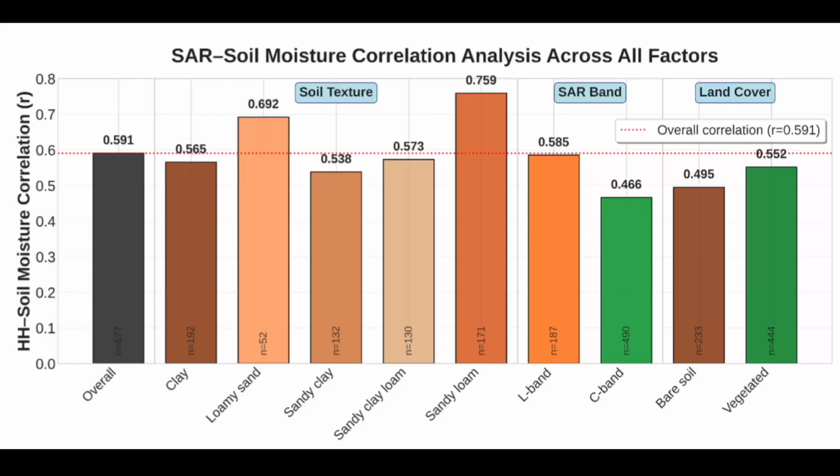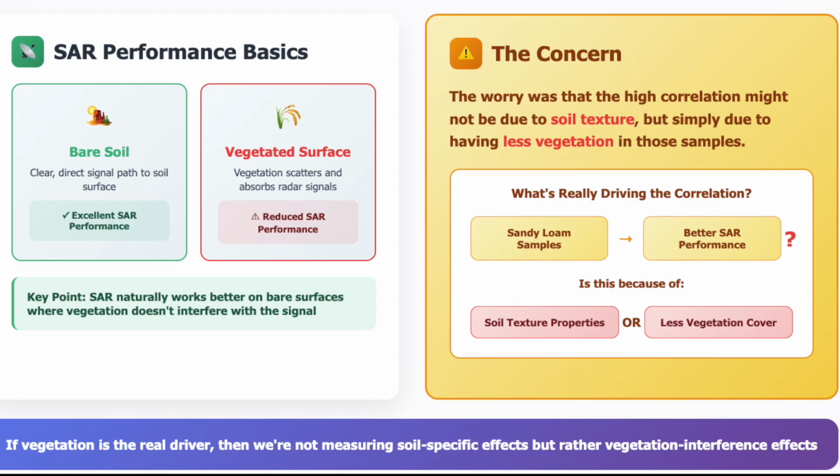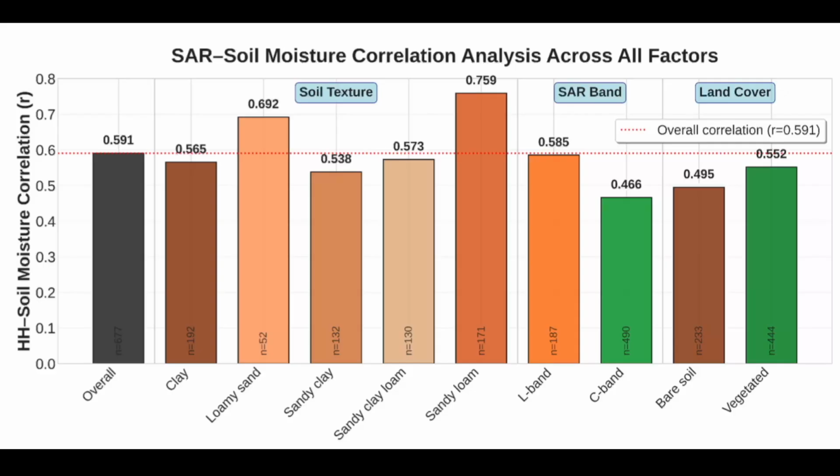So now we will further break down the actual proportion of bare soil and vegetated samples within each soil texture, and also look at the mean leaf area index. Maybe the sandy loam had very young plants with less leaf area index. That could be also a reason why we are seeing it. It may not be due to soil texture. That was another concern raised. So let's also see the leaf area index.